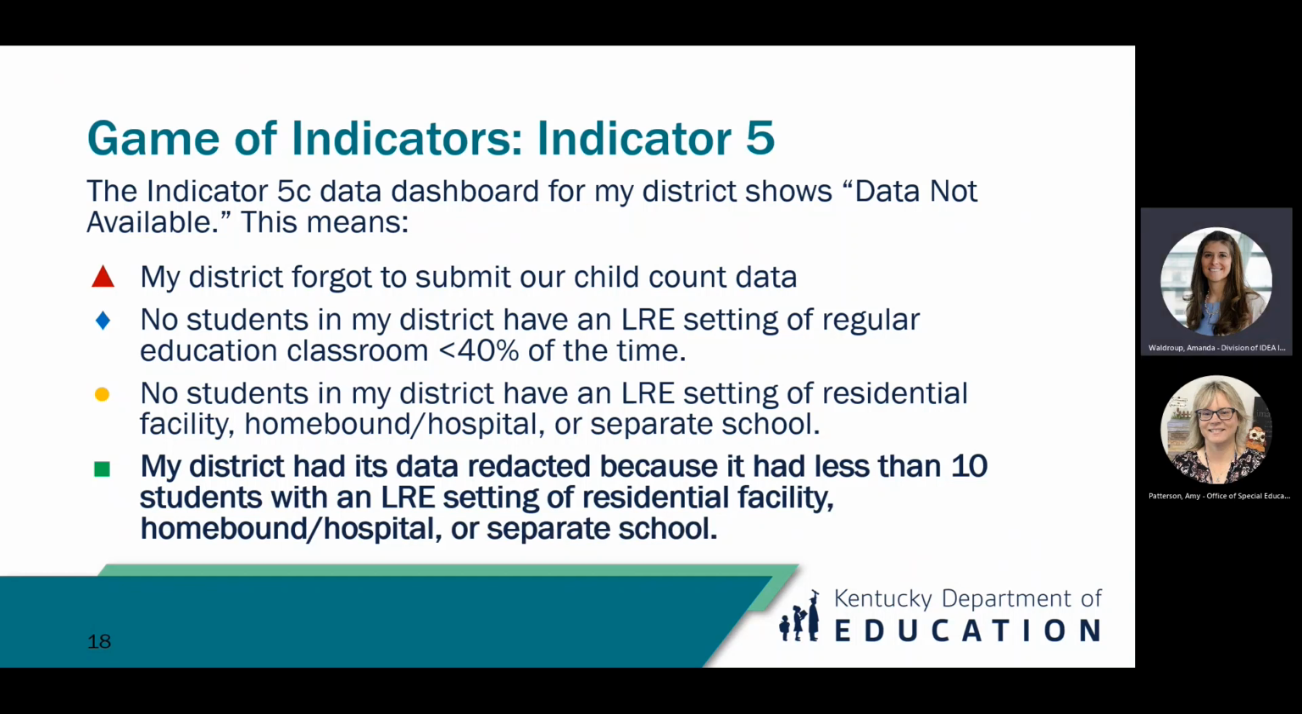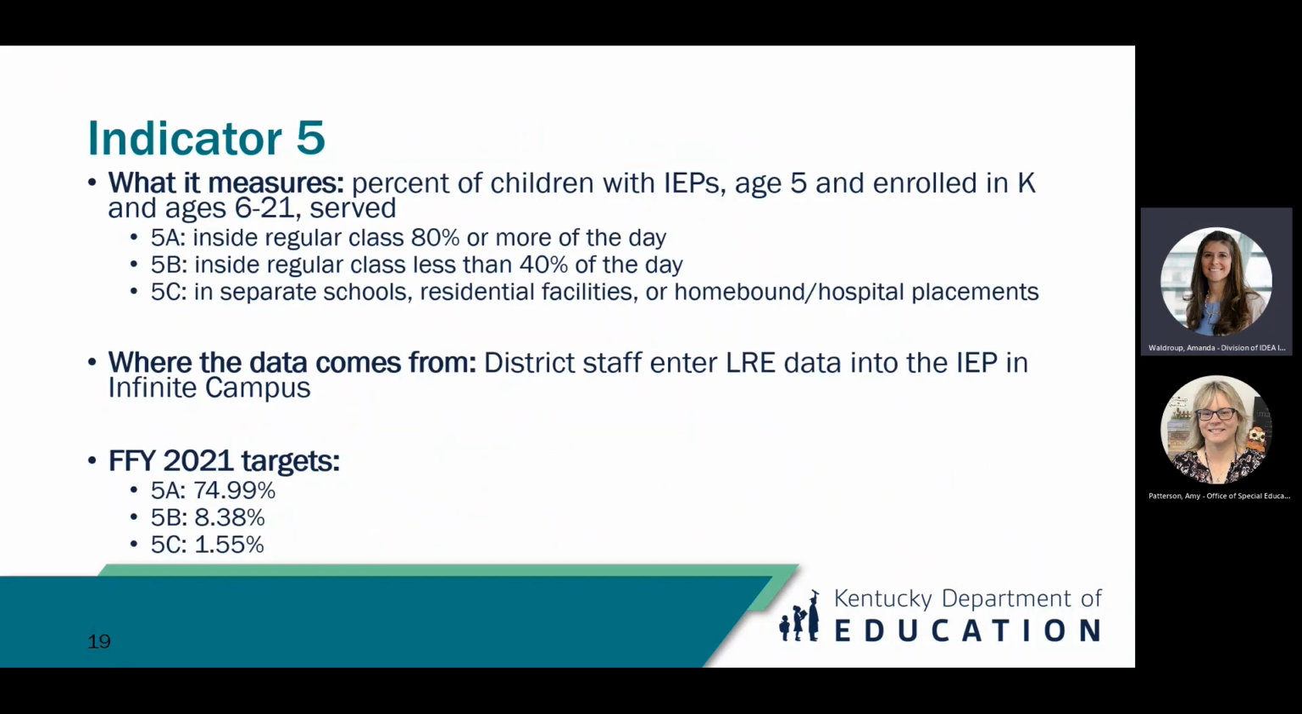And so the answer is my district had its data redacted because it has less than 10 students with an LRE setting of residential facility, homebound hospital, or separate school. And so you can see here for indicator 5 what it measures. It measures the percent of children with IEPs ages 5 and enrolled in kindergarten and ages 6 through 21 served. And you can see 5A, B, and C.